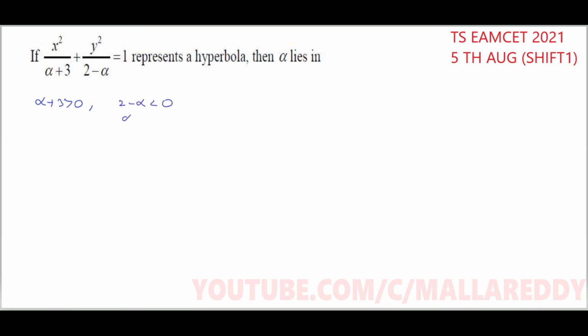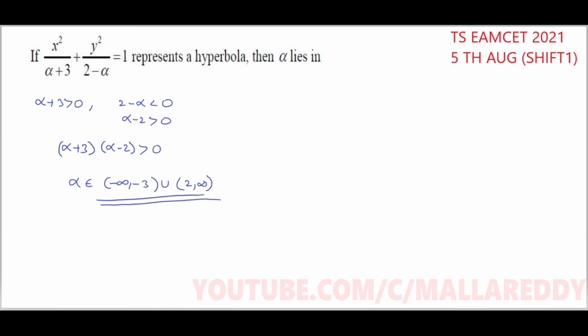So from this, alpha minus 2 greater than 0. So multiplying these two, that is alpha plus 3 into alpha minus 2 greater than 0. That means alpha belongs to minus infinity to minus 3 union 2 to infinity. This is alpha lies in minus infinity to minus 3 union 2 to infinity.